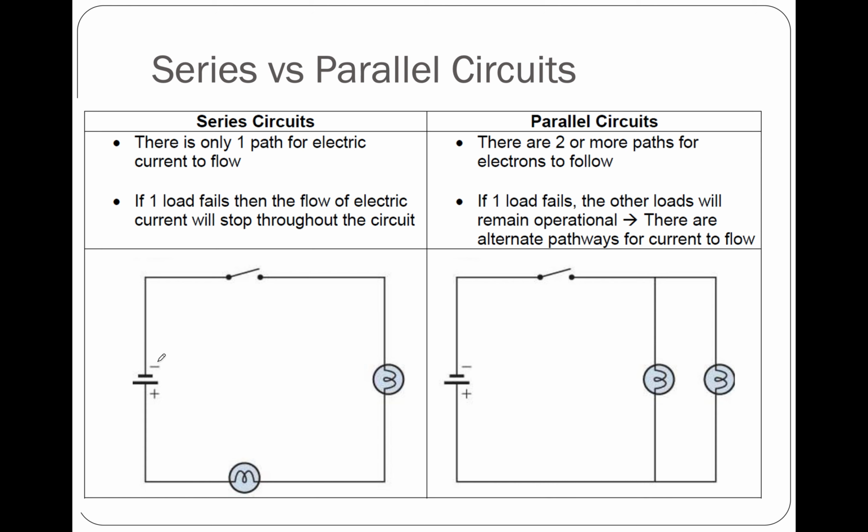So electrons are going to go from the negative terminal, follow along here. They can't pass through this open switch, so none of these light bulbs will be on. But if the switch were closed, then the electrons would flow through this bulb, and then return back to the positive end of the cell. So only one path. If one load fails, it stops the flow of electric current everywhere in the circuit. So the switch is open, neither of these lights are working.